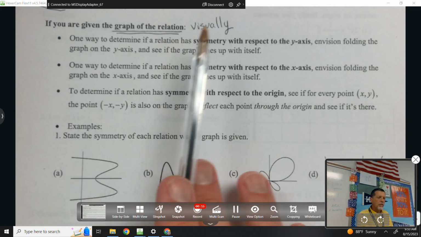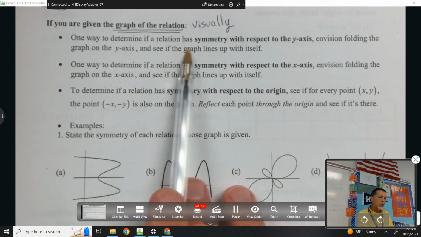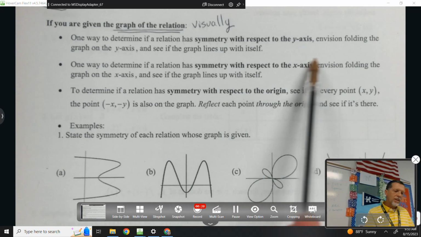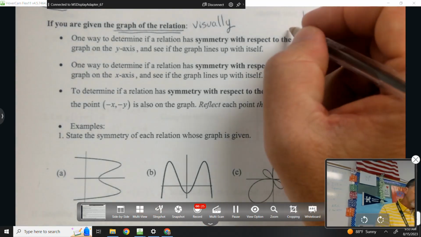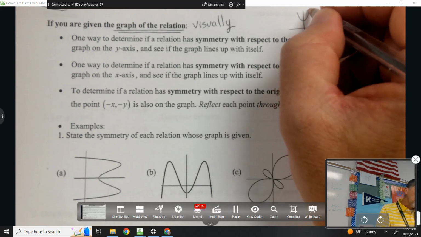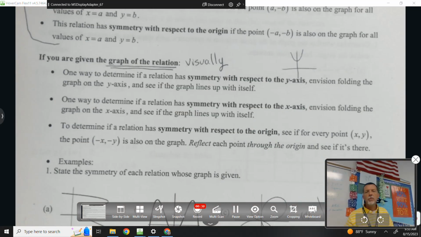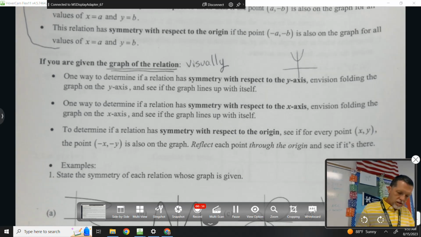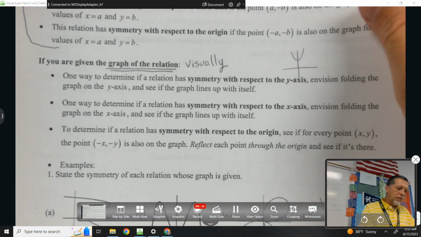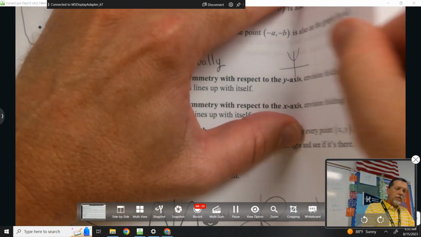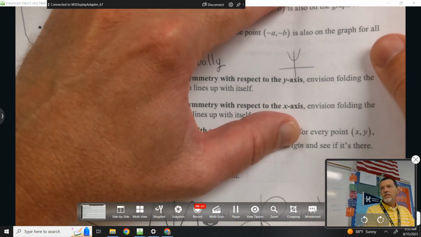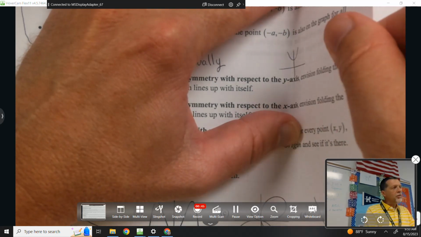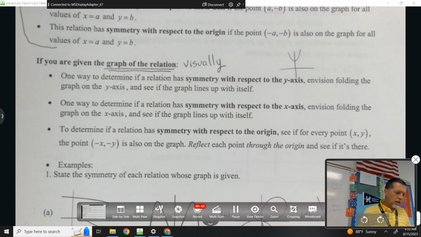So looking at it visually, graphically, one way to determine if it has symmetry with the y-axis, envision folding the graph on the y-axis and see if it copies onto itself. So like a parabola that's only been moved up or down. This is hard to visualize maybe for some, for others it's easy to. But if you folded the paper on the y-axis, that would copy onto itself. So that has y-axis symmetry. I folded it over there.